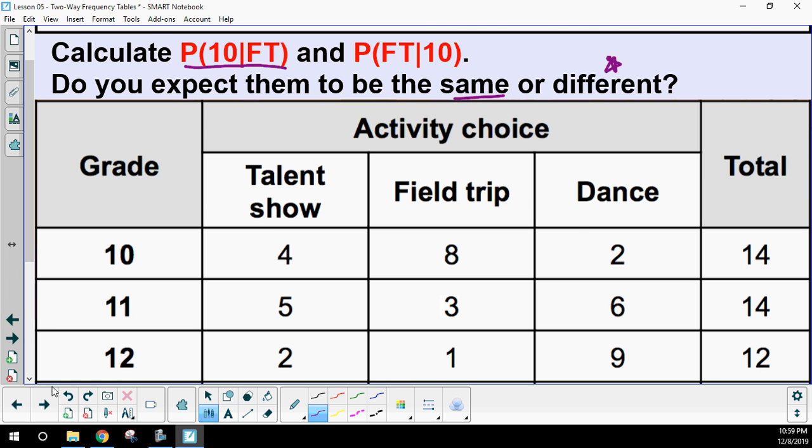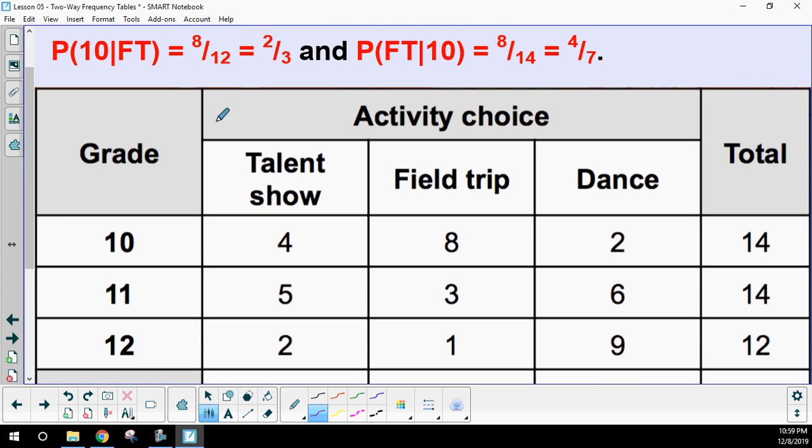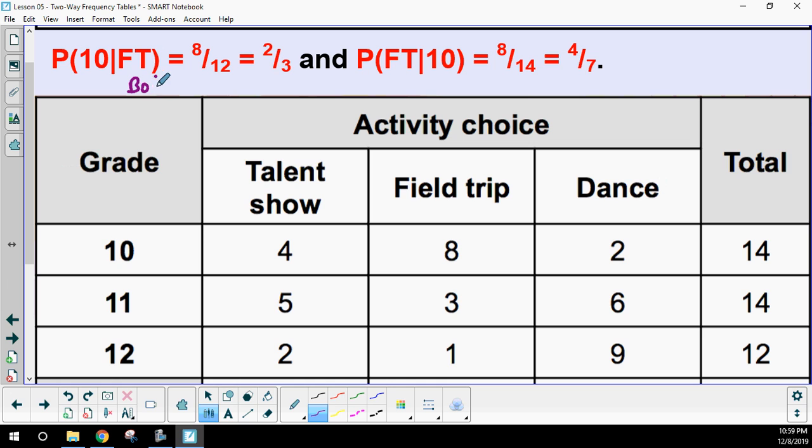Well, I'm just going to go ahead and show you this so you can see where the numbers come from. So, 10th grade, field trip. Remember the conditional formula: both, over that first event. The first event, there was B, A, so really it's going to be over field trip. When we say both, that's both 10th grade and field trip.